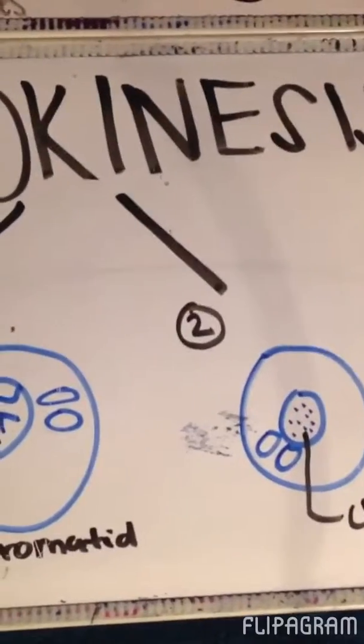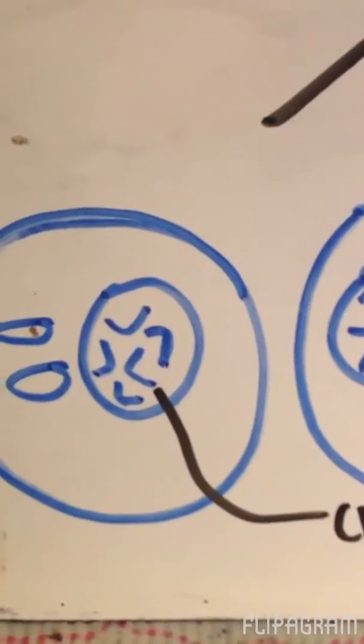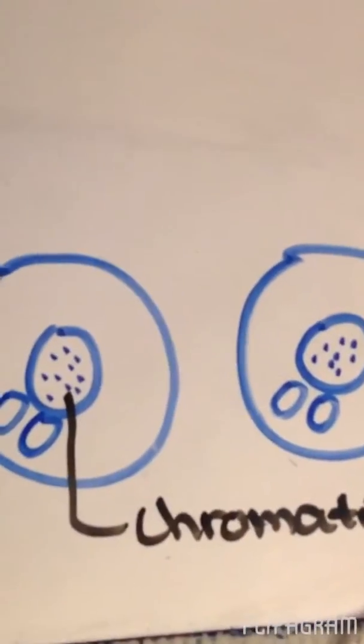In cytokinesis, the cell separates completely, so there's a space in between the two. At first, there is a chromatid inside the nucleus, and then it converts to chromatin, and the cycle is done, and you have 2 cells.